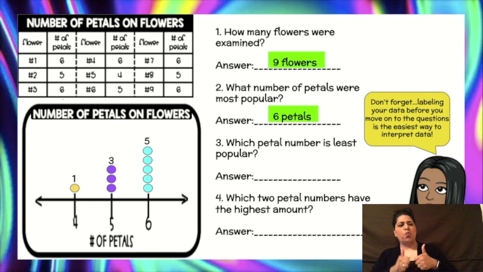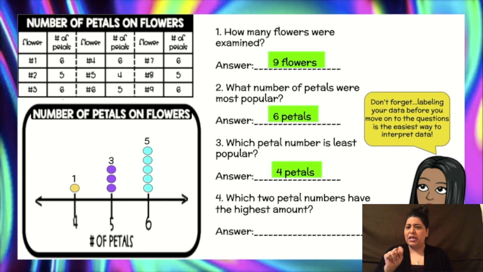All right, number 3. Which petal number is least popular? That is super easy to do as well, just by looking at our dot plot. We see that there is only 1 flower with 4 petals. So which petal number is least popular? 4 petals.